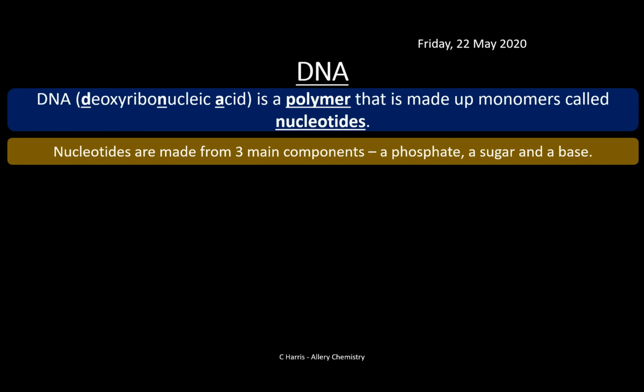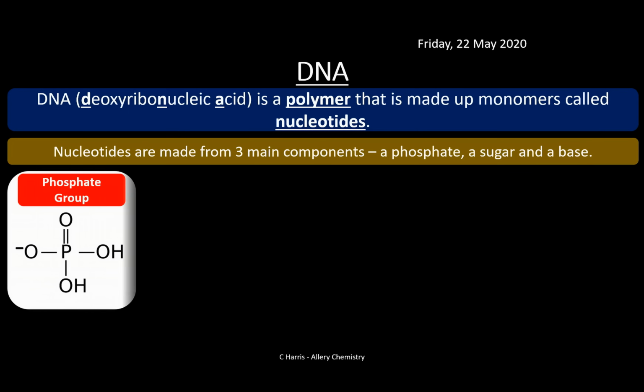Remember, DNA is made up of a chain of these nucleotides, okay? So we're going to look at the monomer unit, which is the nucleotide, and that itself is made up of a phosphate, a sugar, and a base, okay? So let's look at a phosphate group. So a phosphate looks like that, okay?